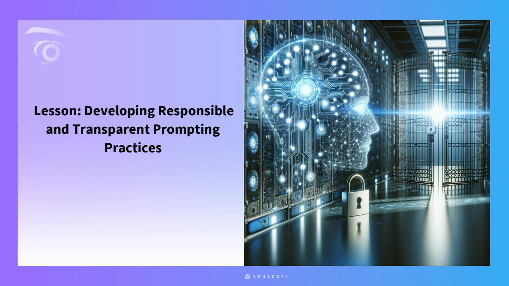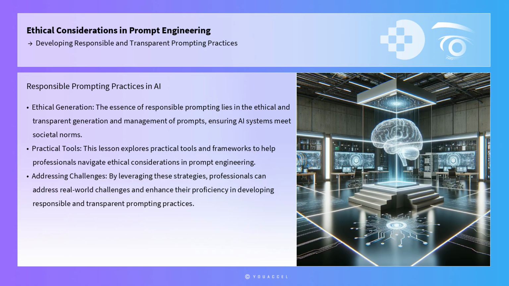Lesson: Developing responsible and transparent prompting practices. Developing responsible and transparent prompting practices is critical in the field of prompt engineering, particularly as the integration of artificial intelligence continues to expand across various sectors. The essence of responsible prompting lies in the ethical and transparent generation and management of prompts, ensuring that AI systems operate within the bounds of societal norms and user expectations.